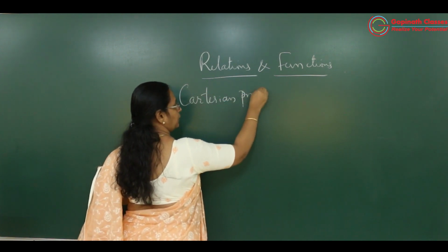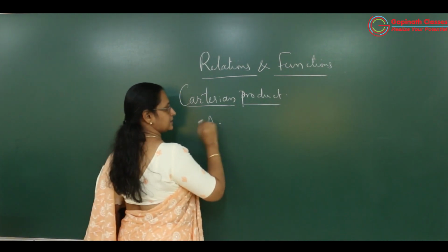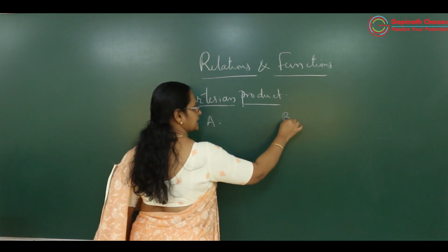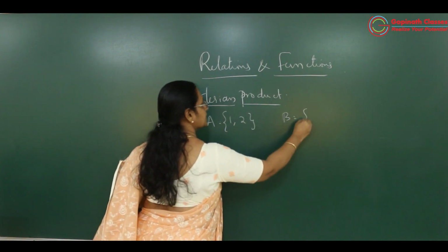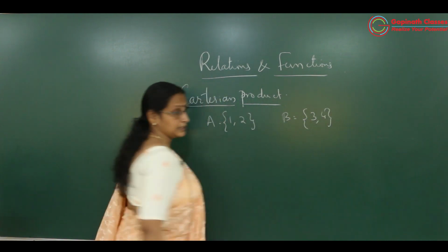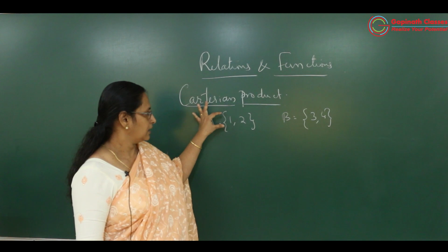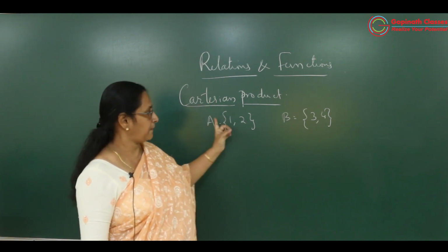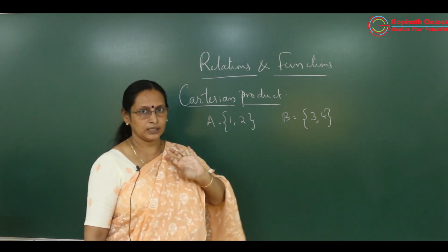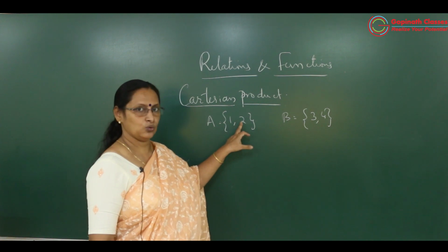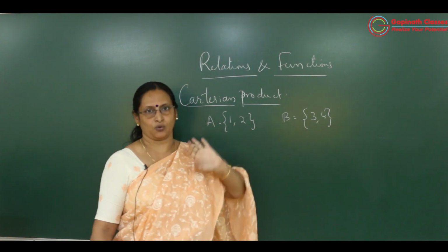What is Cartesian product? Let A be a set and B another set. Maybe A is the set {1, 2} and B is another set {3, 4}. Set theory we have already learned. Non-empty sets A and B. Now, with 1, I am pairing 3 and 4. So how will it come? (1, 3), (1, 4). I got ordered pairs. With 2, if I am pairing the elements of B, I will get (2, 3), (2, 4).